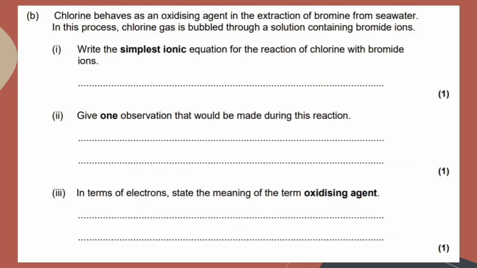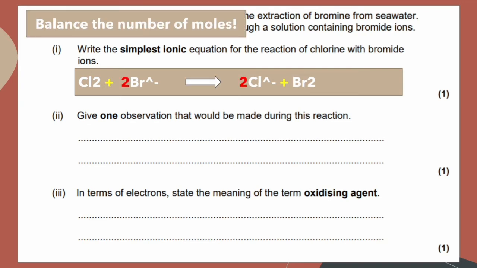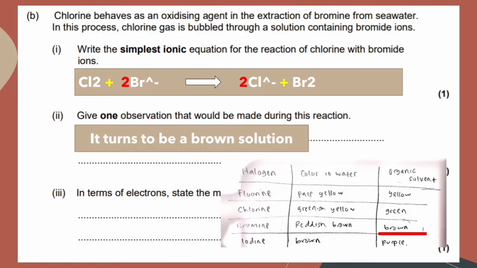The second question, B. Chlorine behaves as an oxidizing agent in the extraction of bromine from seawater. In this process, chlorine gas is bubbled through a solution containing bromide ions. I. Write the simplest ionic equation for the reaction of chlorine with bromide ions. Then we need to balance the number of moles and check the charge, and it's already balanced. II. Give one observation that would be made during this reaction.